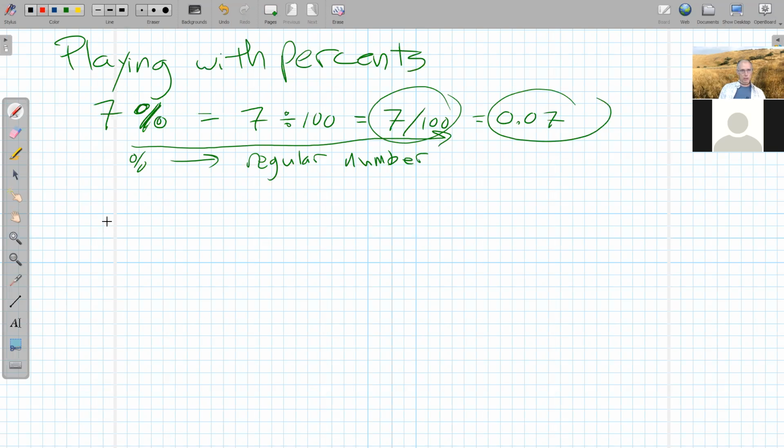if I want to take a regular number and turn it into a percent, like suppose I had 35 thousandths, I want to know what that is as a percent. The trick there is to multiply by 100%, because 100% is 1. So we're just multiplying by 1, which really doesn't hurt the number.